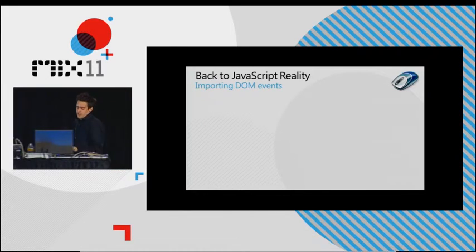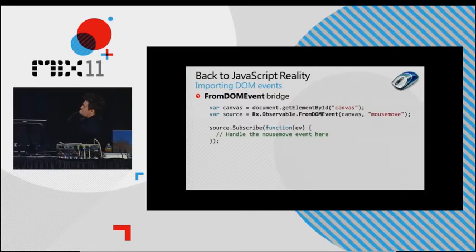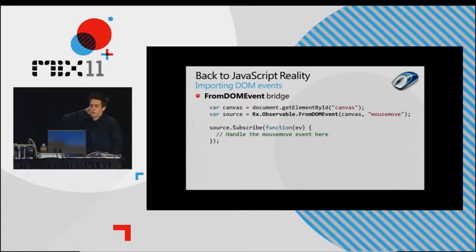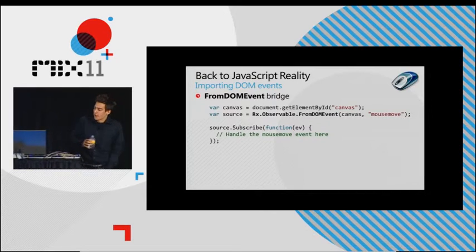Now, of course, it happens that Rx has already implemented some bridges for APIs that existed before HTML5, such as the HTML DOM. So here I have a sample using rx.observable.fromDOMEvent, and the fromDOMEvent takes in everything we need to know in order to hook up some event handler. In this case, you say, I want to have the mouse moves on a canvas.